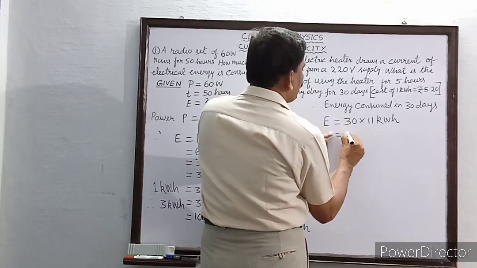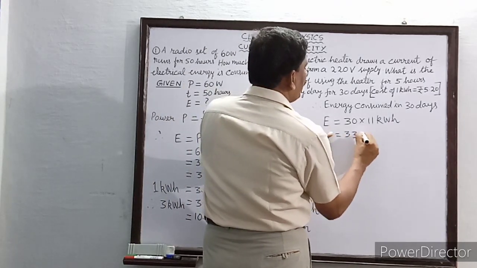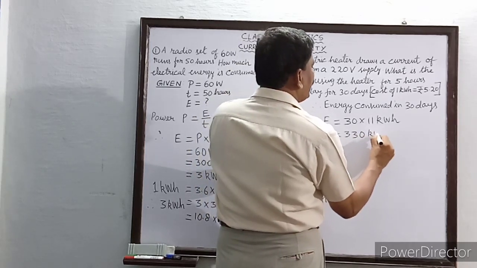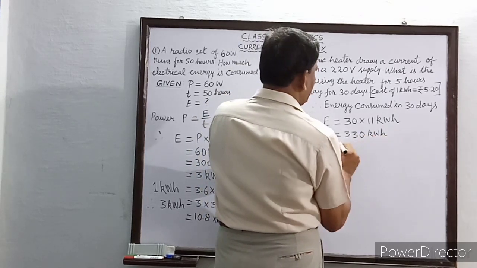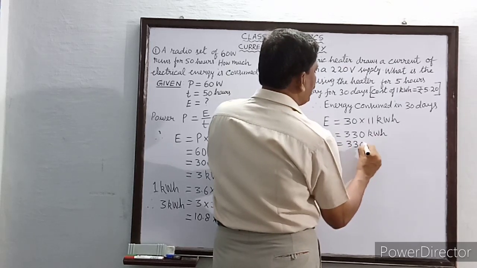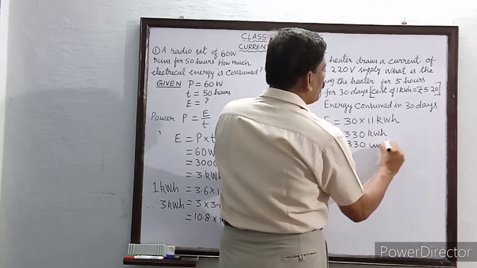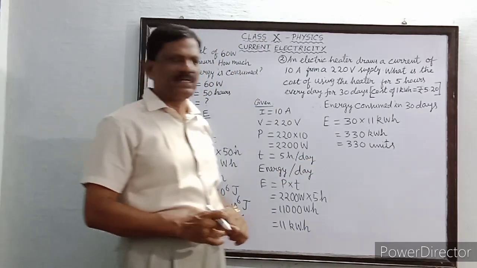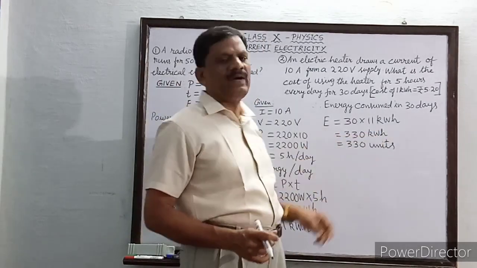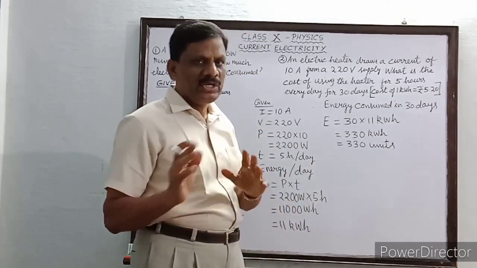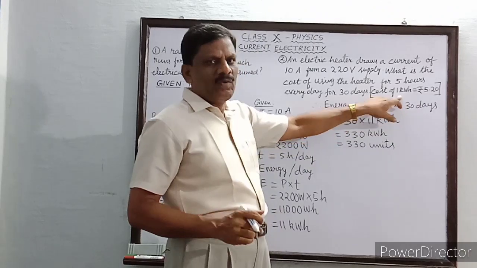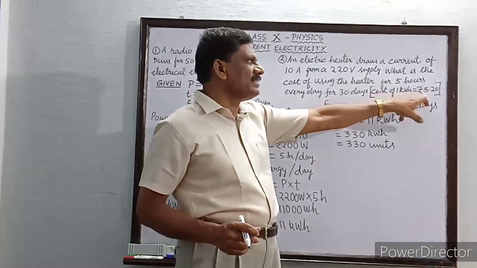So this is equal to 33 followed by what? 0. So 330 kilowatt hour. This is equal to 330 units. So 1 unit of electrical energy is 1 kilowatt hour. Therefore, we can write 330 kilowatt hour as what? 330 units of energy. What is the cost for 1 unit? 1 unit, that is 1 kilowatt hour, costs how many rupees?